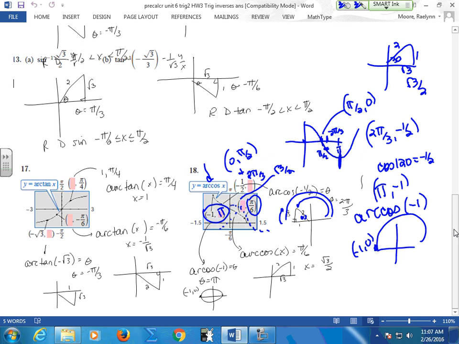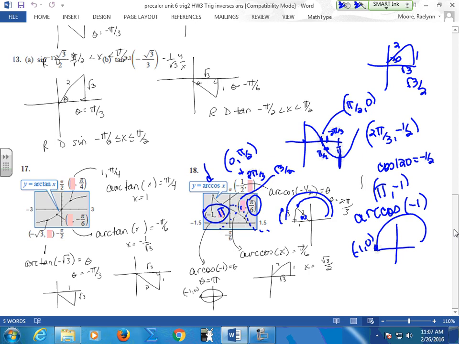Pi is 3.14. Pi over 2 is 1.57. You kind of have to get a feeling for where your 1 is, where your 1.5 is, where your 2 is. You have to get a better feel for that. But I said I won't require you to graph the inverse, but you just have to know how to restrict your domain, how to find what quadrants they're in, how to find the restricted parts.